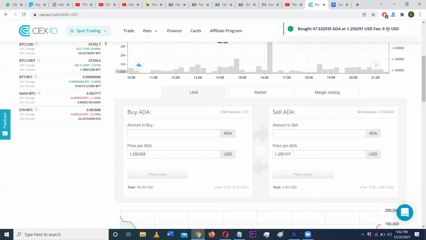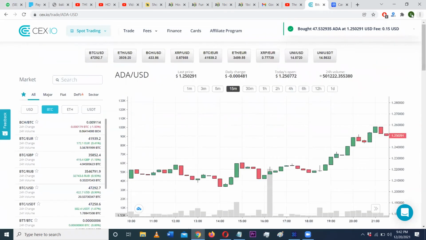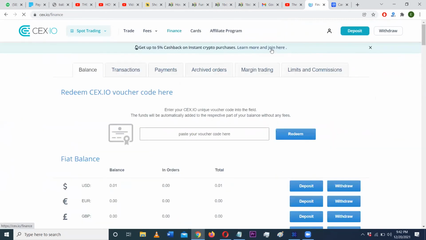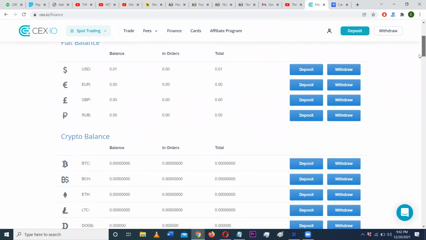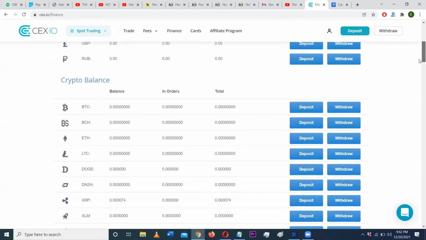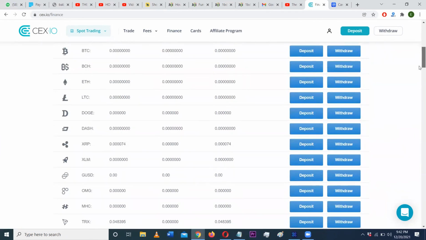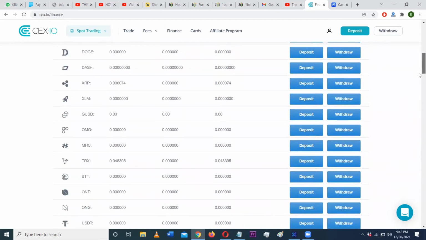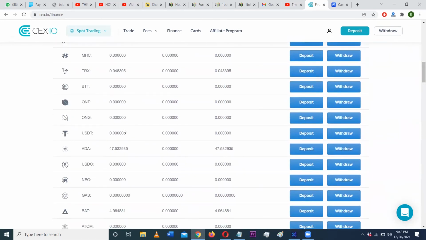The fee was $0.15. So if I go to finance to see what is my account, I don't have any dollars anymore. I used it to buy Cardano. I don't have any Bitcoin anymore. I sold it earlier. So you realize for most of these coins, I have nothing. And then I have 47 Cardano.